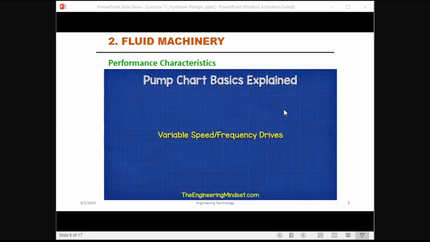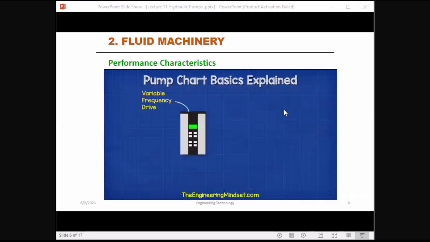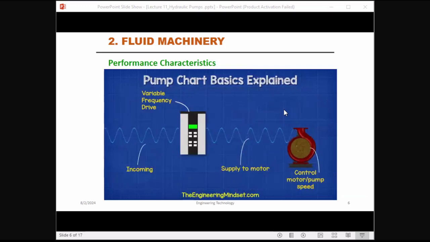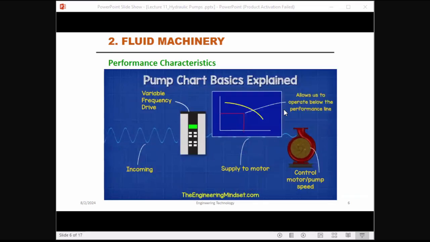Variable speed or variable frequency drives. Another option we have is to use a variable frequency, otherwise known as a variable speed drive. This basically takes the electrical supply and alters it to reduce the voltage and frequency, which therefore alters the power of the motor and the speed of the pump. We can increase or decrease the speed via the controller to better improve our pump match and therefore operate nearly anywhere in the region below the curve.